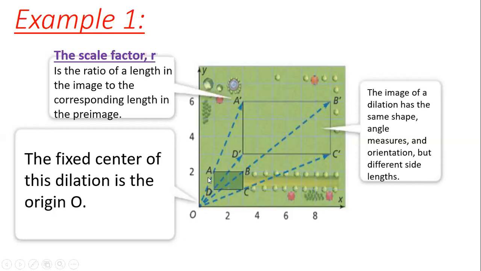Clear about the center? Yes. So when we talk about dilation, we talk about a scale factor R, and we talk about a fixed center, which is going to be, in this lesson, O. Clear? And don't forget, dilation, we keep everything the same shape, same orientation, same angles. The only different thing is what? The size. Very good.